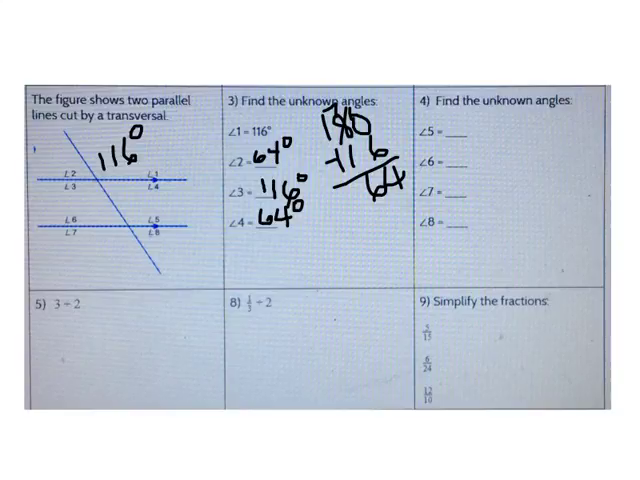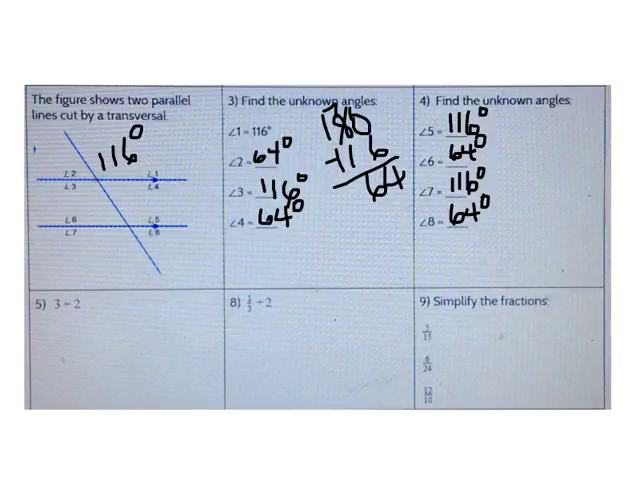What are the unknown angles? Angle 5 corresponds to angle 1. It's 116 degrees. Angle 6 corresponds to angle 2. It's 64 degrees. Angle 7 corresponds to angle 3. It's 116 degrees. Angle 8 corresponds to angle 4. It's also 64 degrees. Now let's do some division problems to get us ready for today's lesson.